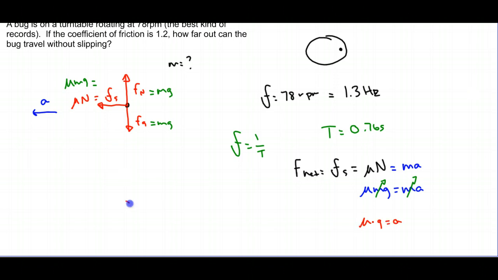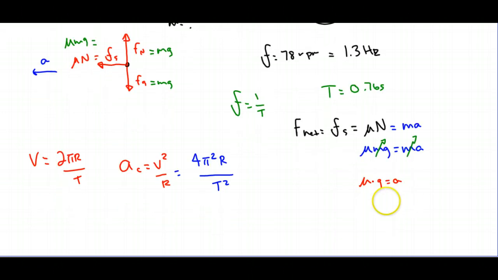Now remember, in general, centripetal acceleration is equal to v squared over r, but v, in general, is given as 2 pi r over t, because remember, we also weren't given our velocity. So if we do 2 pi r over t, in here, that gives us 4 pi squared r divided by t squared, and this may look familiar from the last class. And so we can set now this equal to mu times g. Mu g is equal to 4 pi squared r divided by t squared.